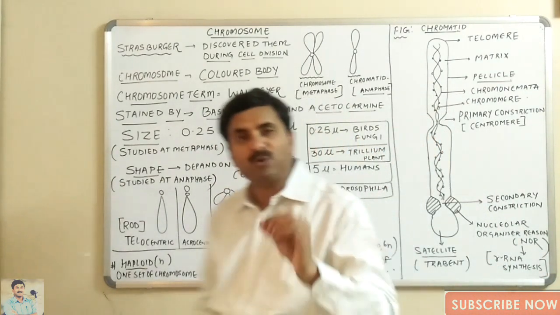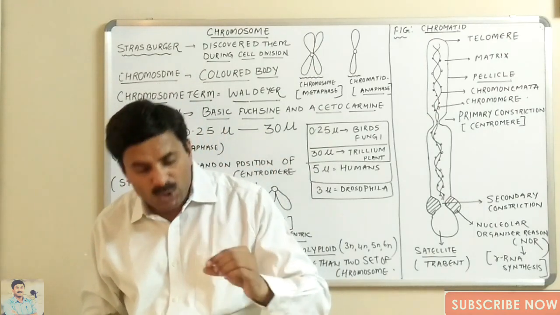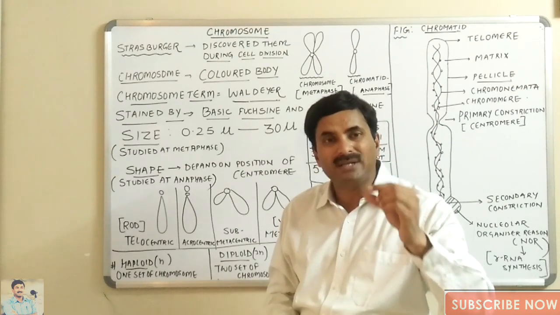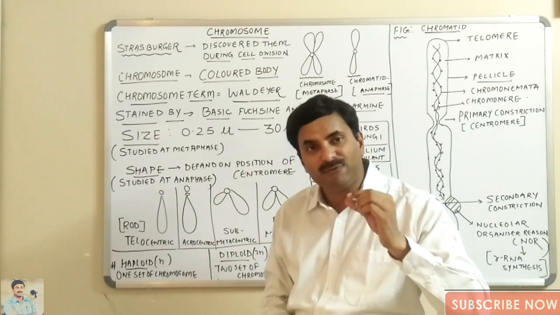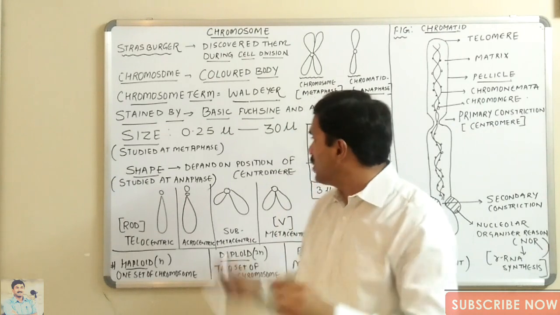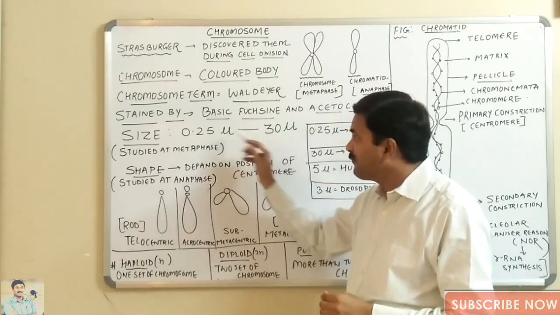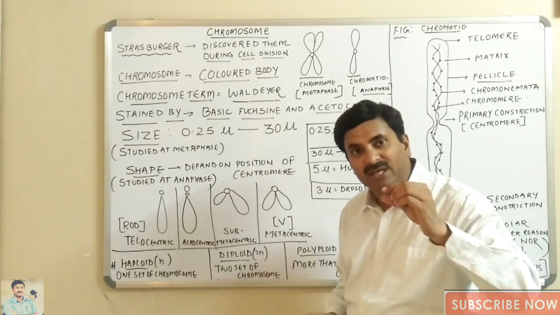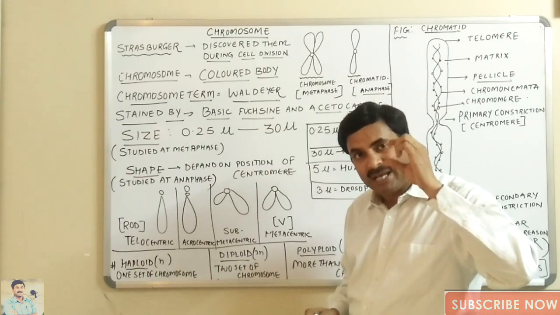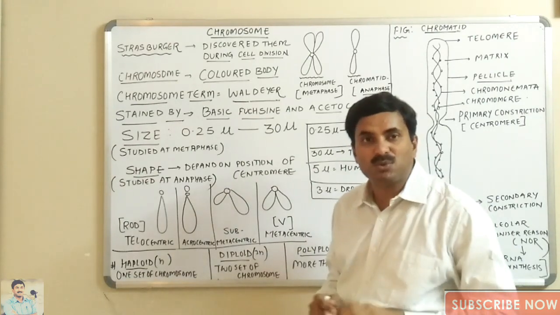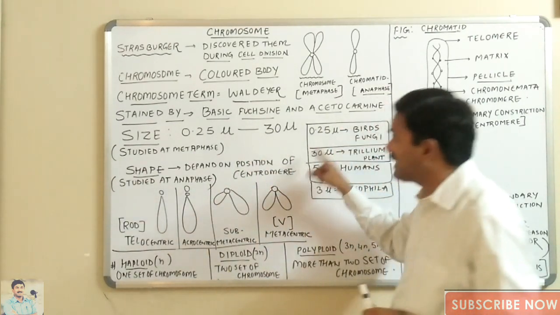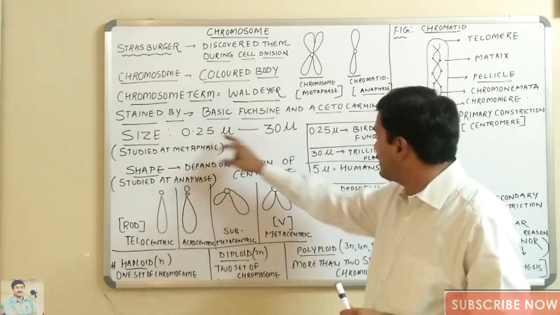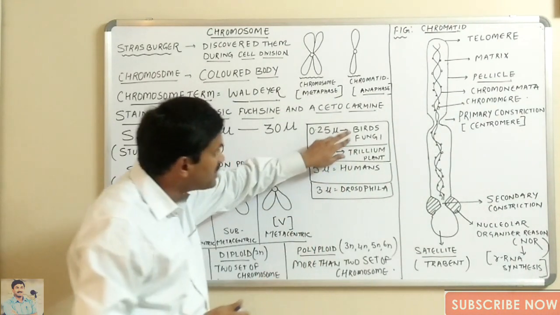Now very first, we are going to study the size of the chromosome. You must know what the size of the chromosome is. Size of the chromosome varies greatly. It is actually from 0.25 micron to 30 microns. But before discussing the size, you must know that plants always have bigger chromosomes in comparison to animals. You can see here the size 0.25 micron, which is called the smallest chromosome, and it is found in the birds and the fungi.